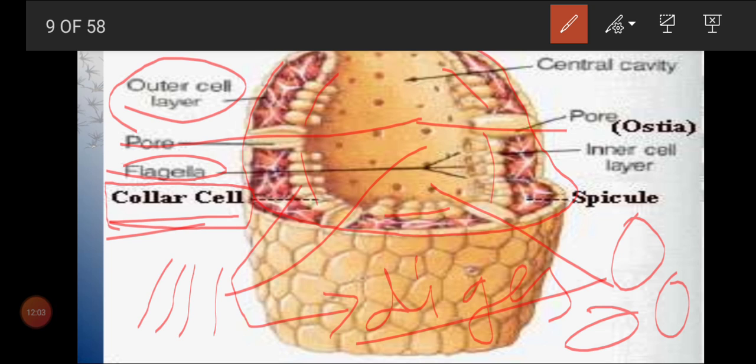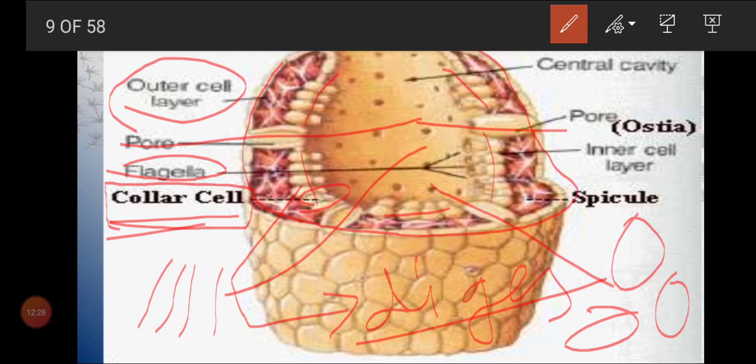So where would the digestion take place? It will take place in the collar cell. And what is the digestion mode? Intracellular mode. And the nervous system, I told you, is totally absent in the Porifera. And how is the excretion? Excretion by simple diffusion. How is respiration? Respiration also by simple diffusion. Is that clear, children?